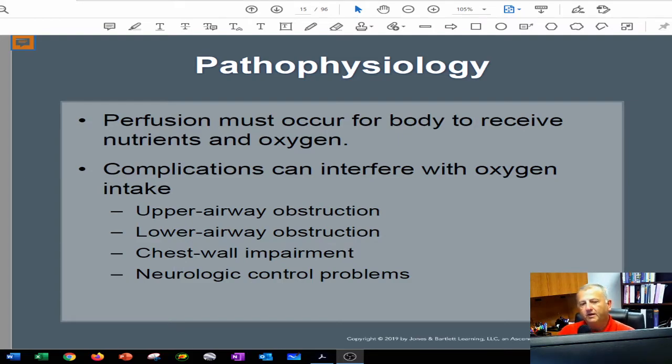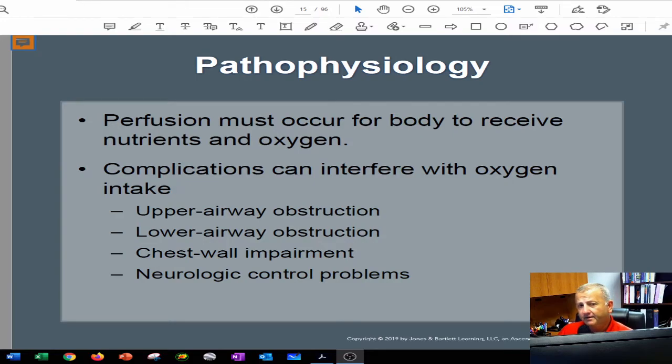We're going to talk about the pathophysiology of respirations, and there are 4 areas that we need to concentrate on when we're trying to critically think about a respiratory emergency. One, do we have an upper airway or lower airway obstruction? Do we have something mechanical going on, where we have a pneumothorax? Do we have a flail segment? Do we have a diaphragm injury?